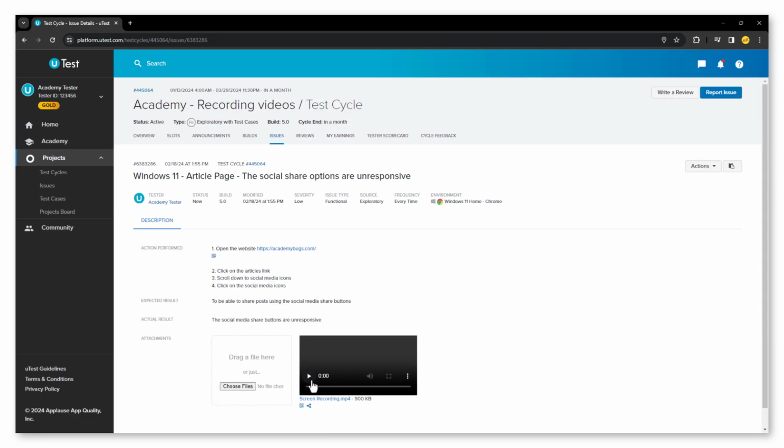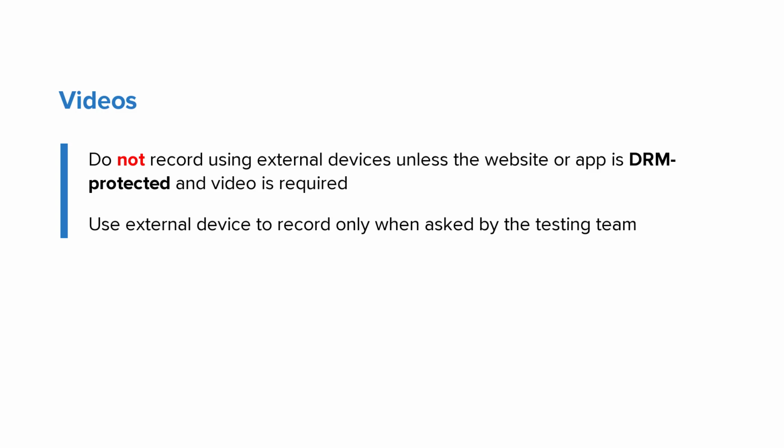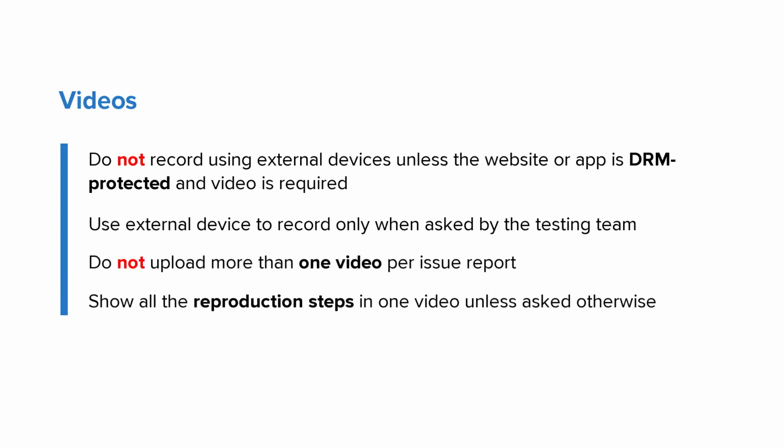Make sure that the video can be played after submitting the report. Do not record using external devices unless the website or app is DRM protected and video is required, or if it is requested to use an external device to record. Do not upload more than 1 video per issue report.